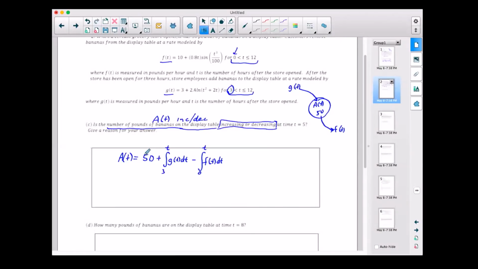Well, the way that we can always check if a function is increasing or decreasing is to take its derivative. And if its derivative is positive, we know it's increasing. And if its derivative is negative, we know it is decreasing. So now that we have an equation for A, we can really easily now differentiate it. So let's find A prime. So A prime of t, well, we differentiated the left and got A prime. 50's derivative is obviously going to be 0.